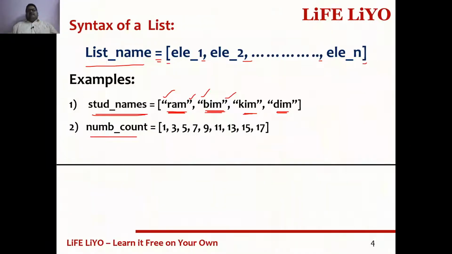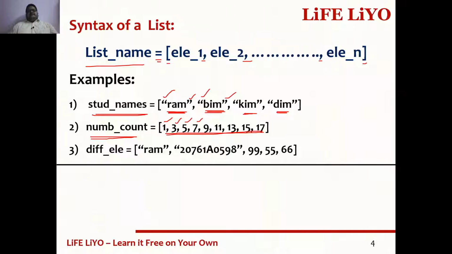Next one, number count. This is one variable. Here all the things are considered as integers, because every number has been written separately and they have not been kept inside quotation marks. If you do not keep them in quotation marks, they are considered integers. Next, a combination of different elements: a string, number, number. Here, can we use floating point numbers? Yes, you can use them. That's why a list is called a collection of heterogeneous elements of different data types under a single variable name.